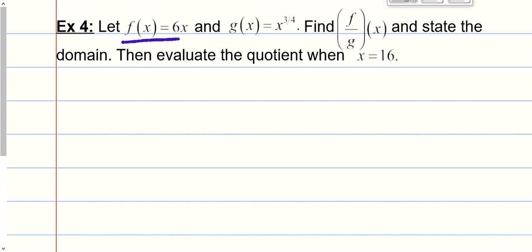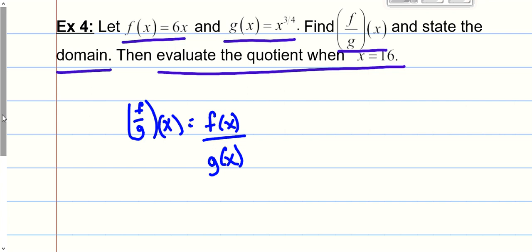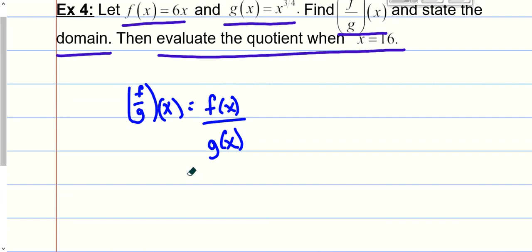F of x is 6x, and g of x is x to the 3/4. We need to find f divided by g of x, state the domain, and evaluate the quotient when x is 16. So here we go. F divided by g of x is simply f of x divided by g of x. So when we write that out, we will have 6x divided by x to the 3 over 4.